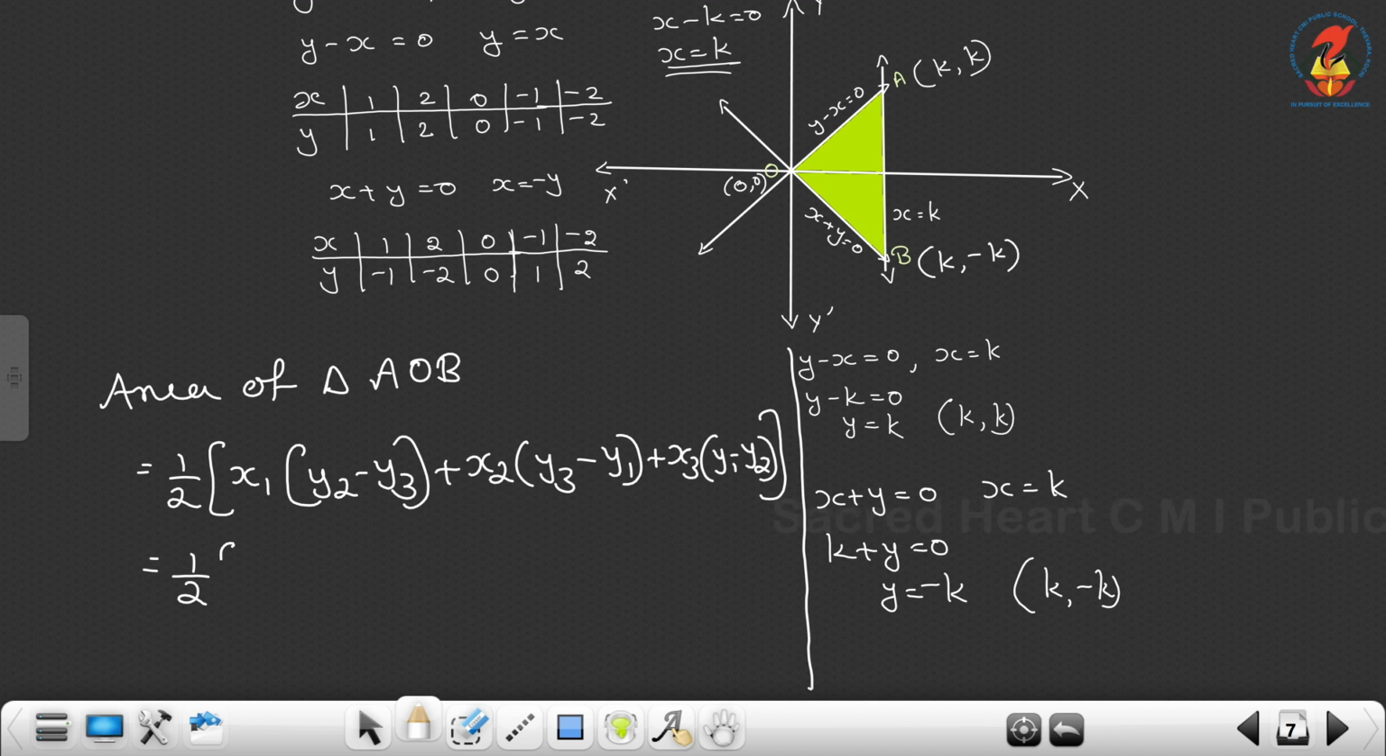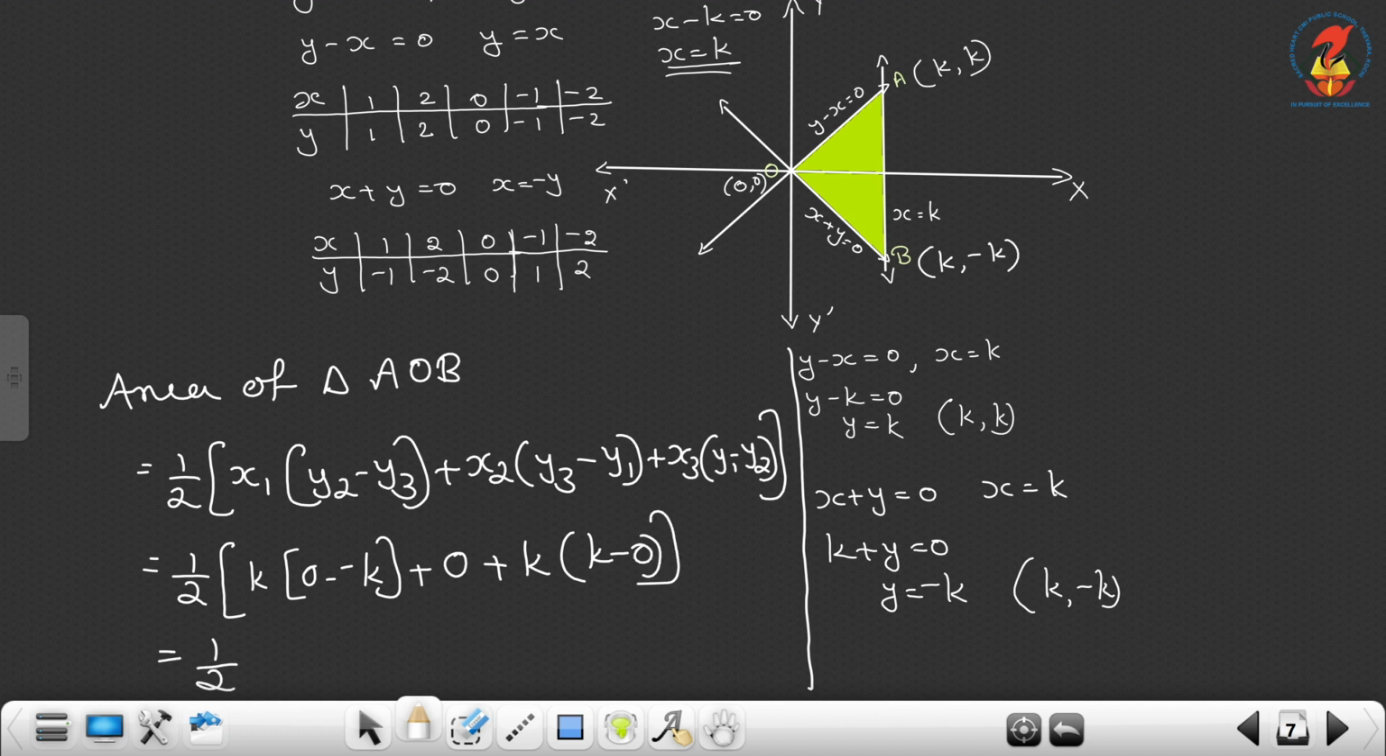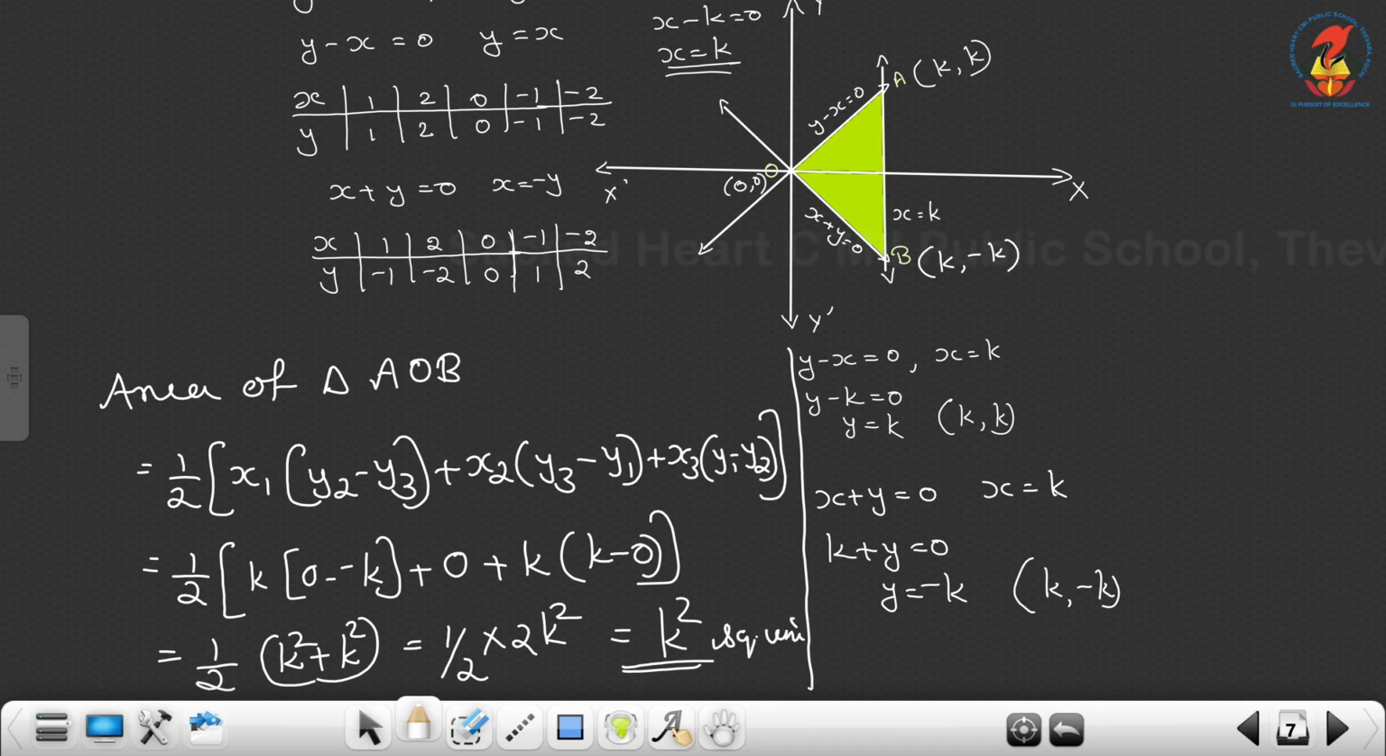So, that is equal to half into x1. We can start from A. So, k into what is y2 minus y3? 0 minus k. Then plus x2. x2 is 0. So, the complete term is 0. Now, x3 is k, y1 minus y2, that is k minus 0. So, that is half into (k square plus 0 plus k square). That is half into 2k square. 2 and 2 cancel. So, k square square unit, that is the area of the triangle.